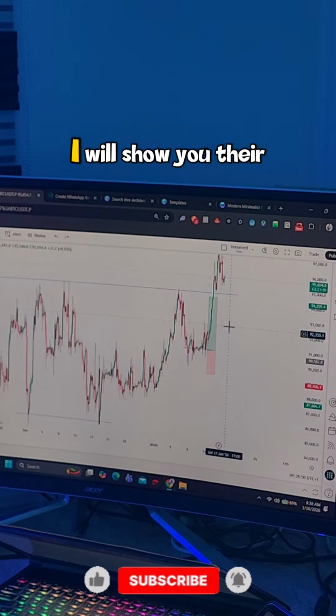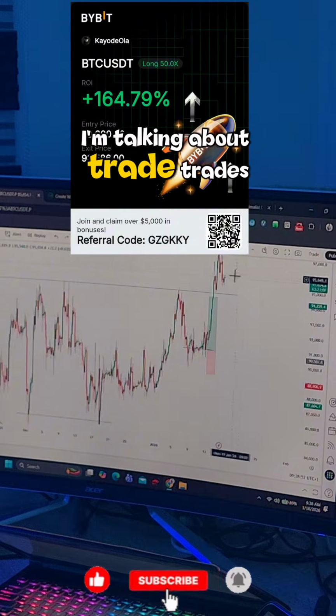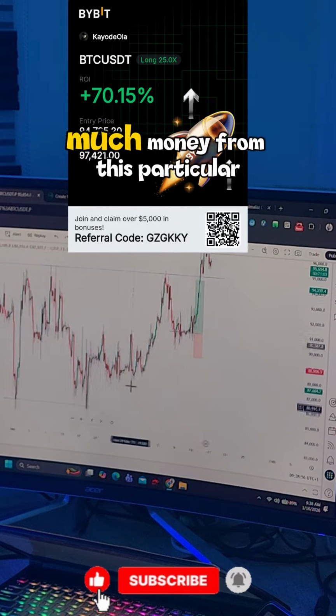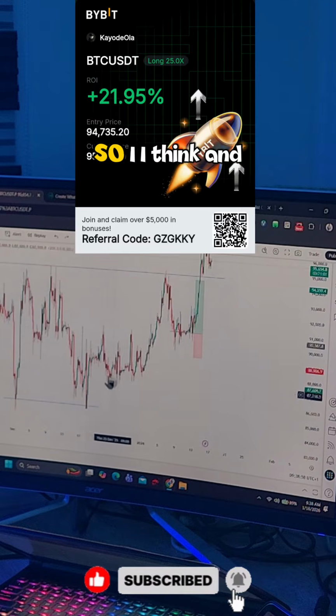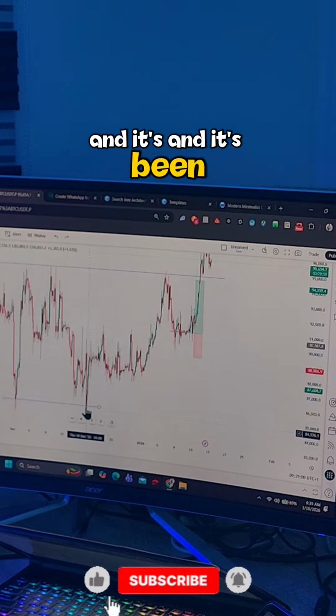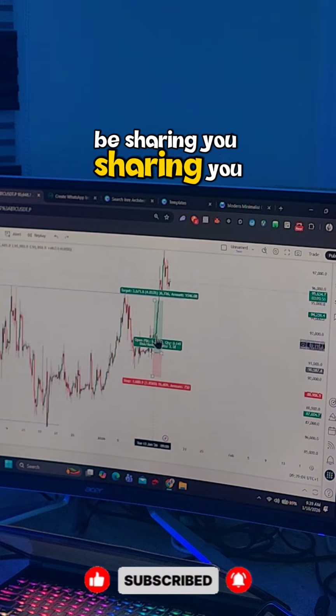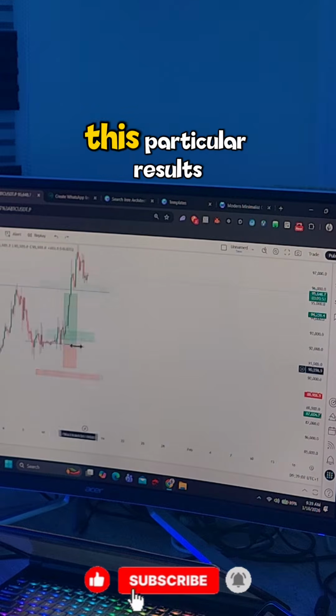And of course, I'll show you the results. I'm taking about 3 trades, and I'm currently on the 3rd trade. I couldn't make much money from this particular point, and it's been a while. This one was since last year, but this current one, I'll be sharing these 2 results. So how did I get these particular results?